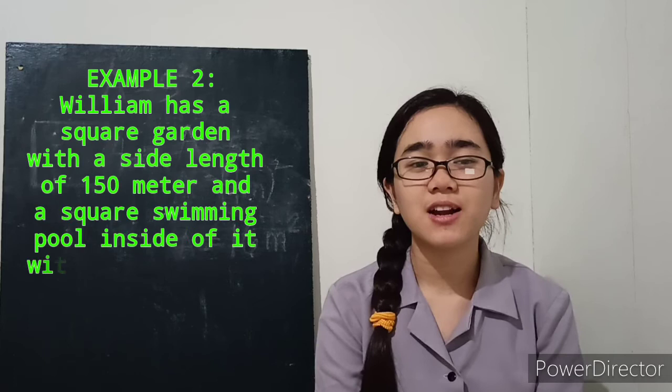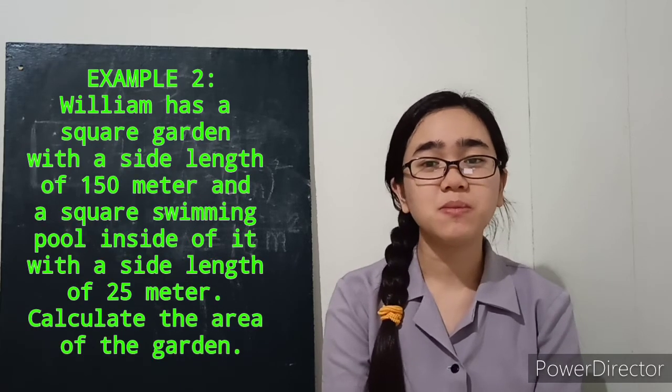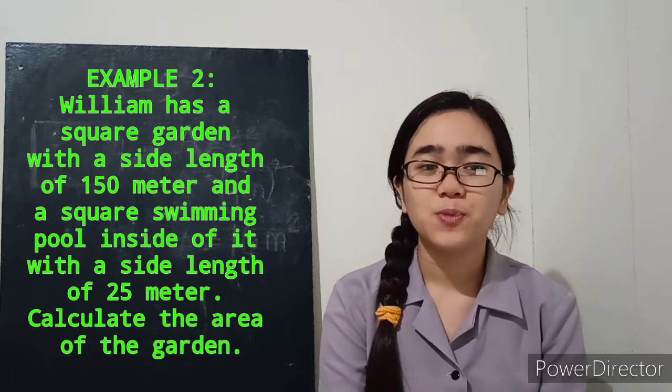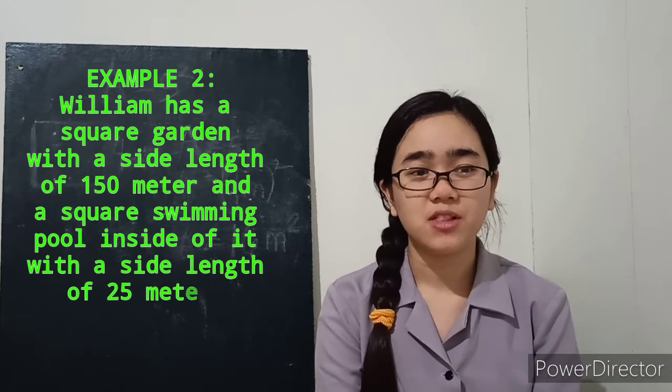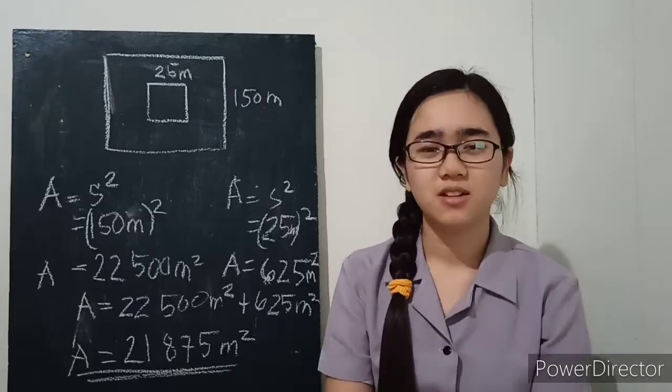Example number 2. William has a square garden with a side length of 150 meters and a square swimming pool inside of it with a side length of 25 meters. Calculate the area of the garden.